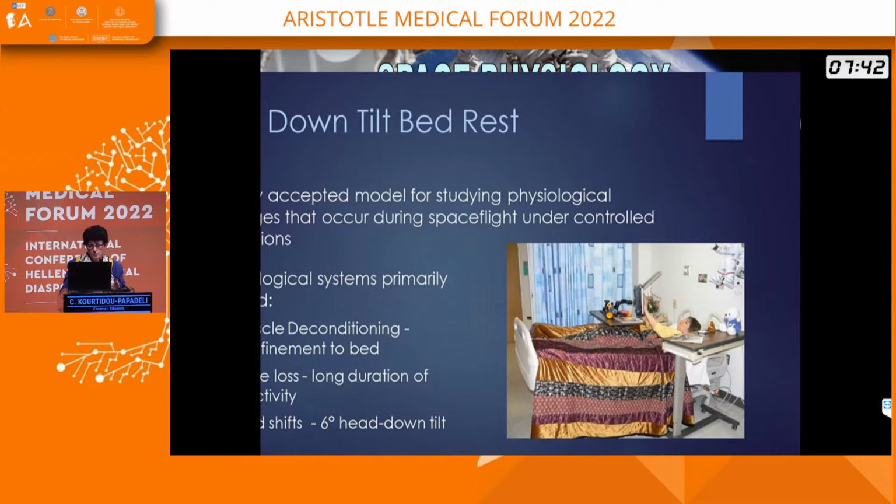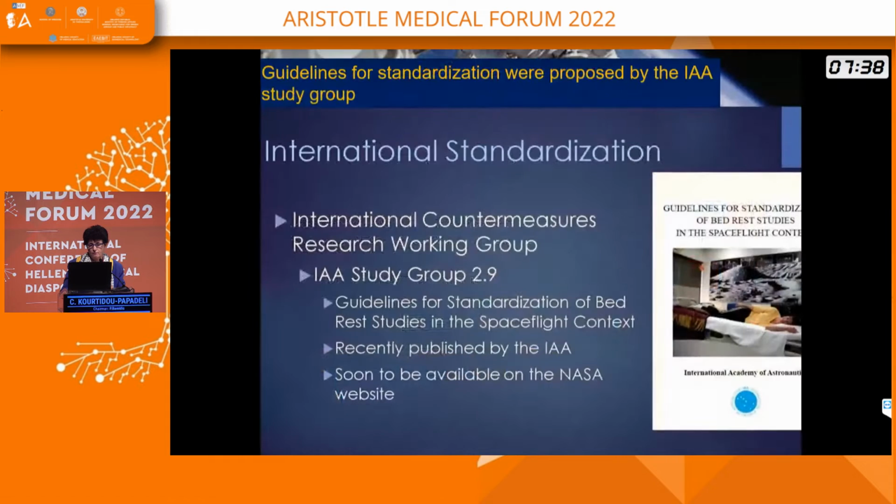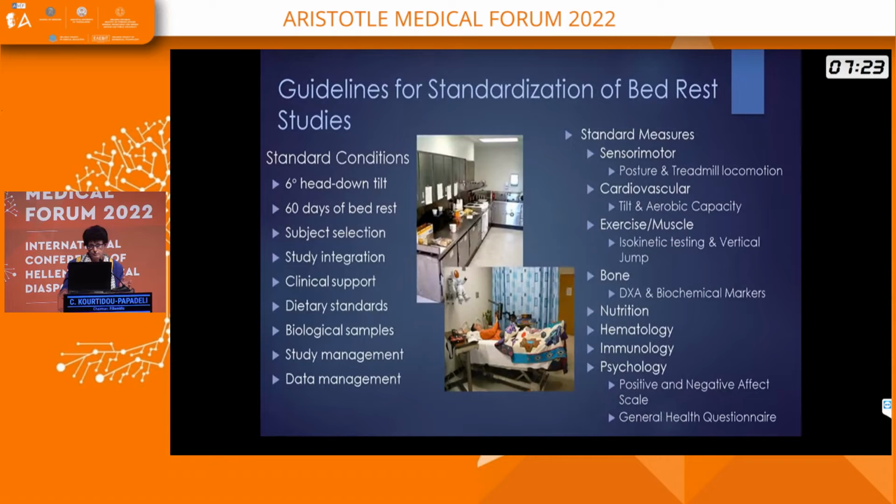We have the tilt bed rest, as you see, and we managed to have an international standardization procedure, so everybody follows the same standards, and then we can compare among all scientists, we compare our data. And that's a very good support to the space science community. So we have the guidelines for the conditions, the standard conditions that you can use if you do better studies, and we have the standard measures.